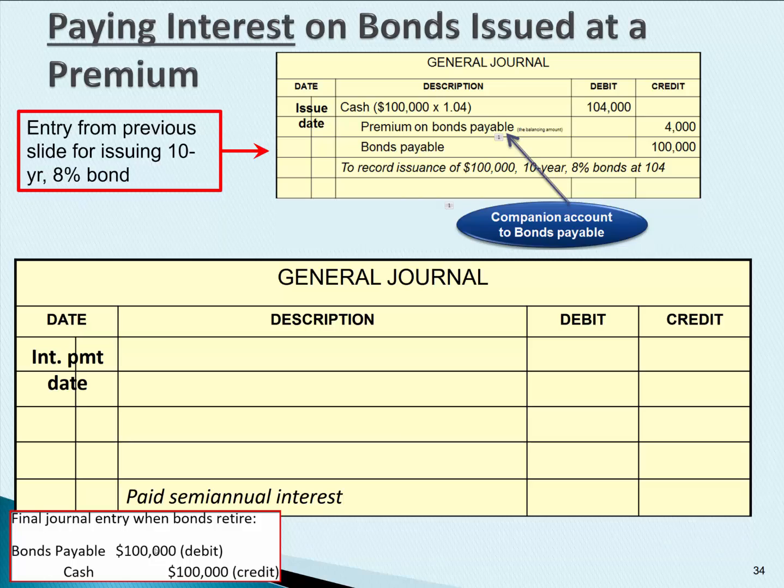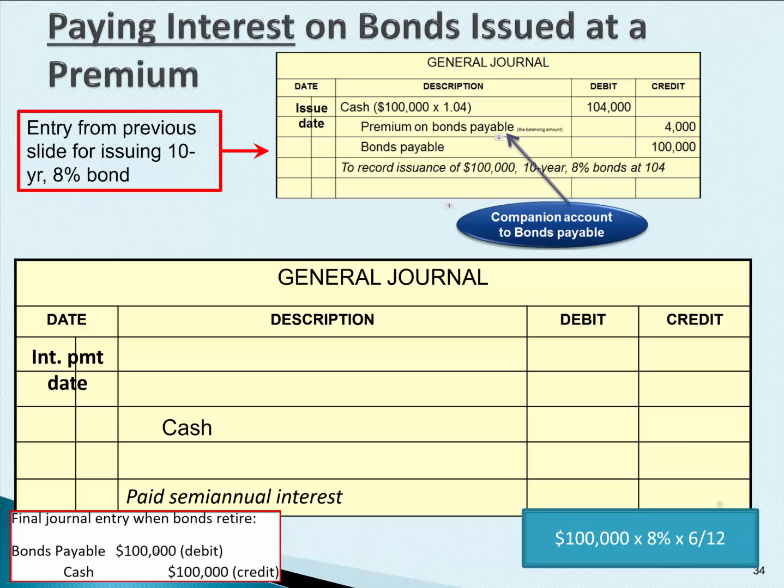So let's journalize the payment of the interest, and in the process, we will also gradually remove the premium off our books by reducing it. We know cash is going down, so that's a credit. The formula to pay the interest is principal times rate times time. Since bond interest is paid every 6 months, the time portion of the formula is 6 months divided by 12 months. That gives us $4,000.